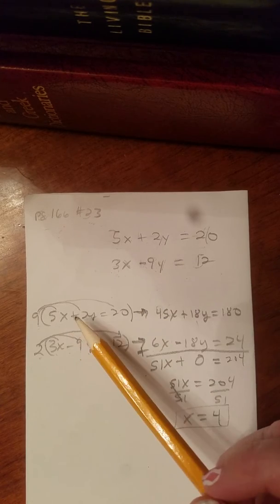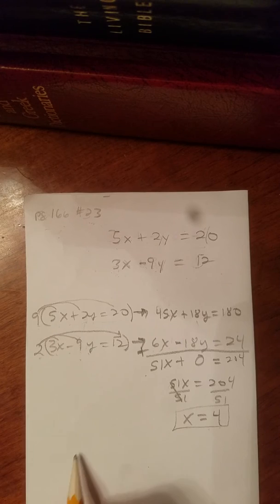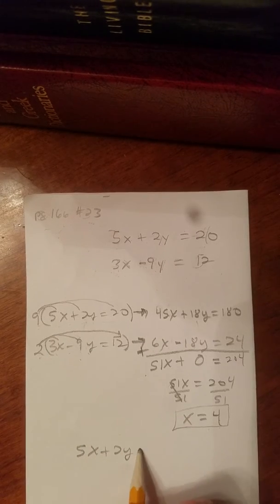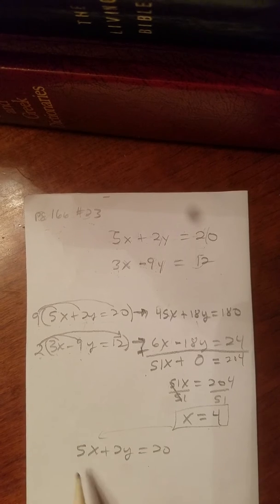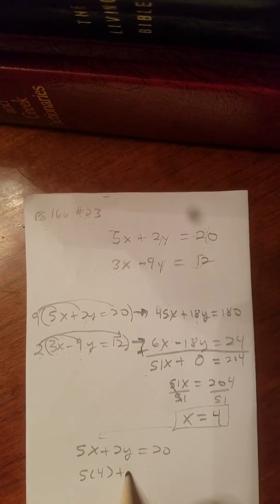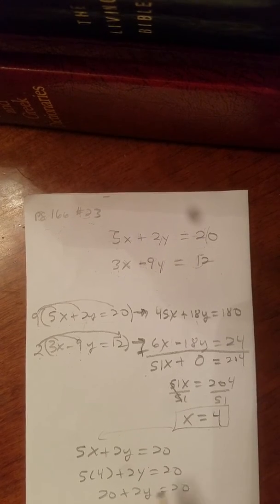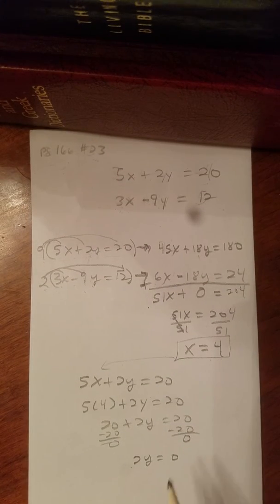I'm going to take the first equation, 5x plus 2y equals 20. I'm going to substitute this in for x. So 5 times 4 plus 2y equals 20. 20 plus 2y equals 20. Subtract 20 from both sides, right? This gives me 0, so I'm left with 2y equals 0, because I've subtracted 20 here. And now I'm going to divide both sides by 2. This gives me y equals, remember 0 divided by any number is 0.